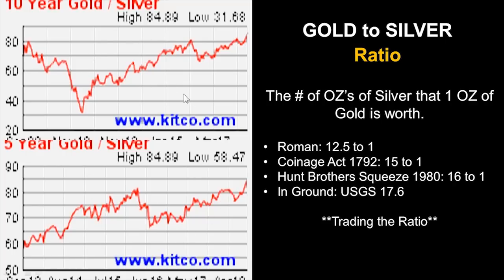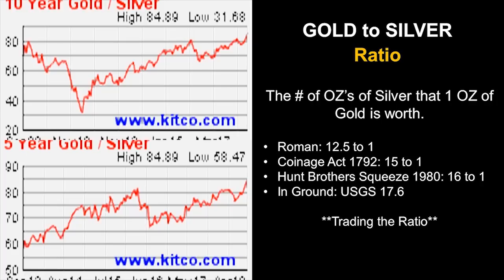Now, some interesting history on this is, historians went back and figured it out. In Roman times, they're saying it was anywhere from 12 to 12.5 ounces of silver to 1 ounce of gold. And in the United States, with the Coinage Act of 1792, it was 15 to 1. It was actually said it would be 15 to 1. Then when we had the Hunt Brothers squeeze in the 1980s, I think it was 1980 exactly, once the squeeze started and the price rose, it actually ended up being around 16 to 1.